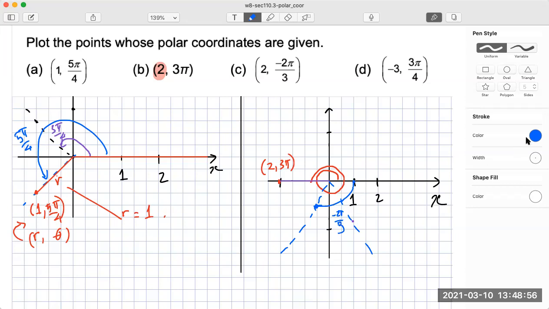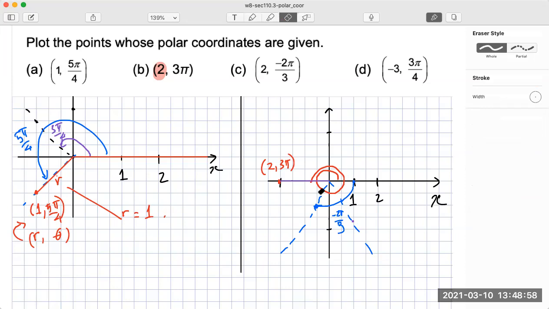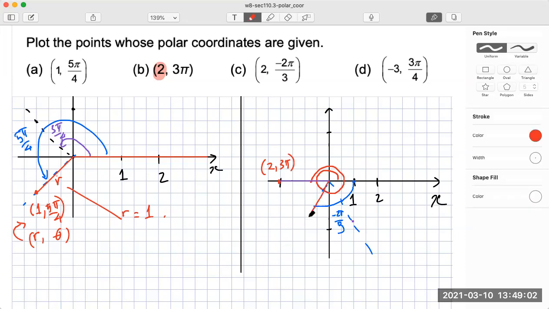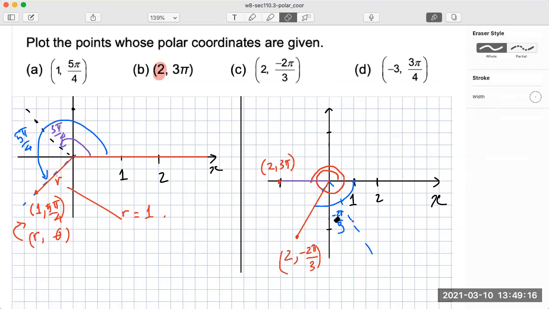So the distance here will be two, right? Okay, this is the point 2, negative 2 pi over 3. Is that okay? Okay, cool.